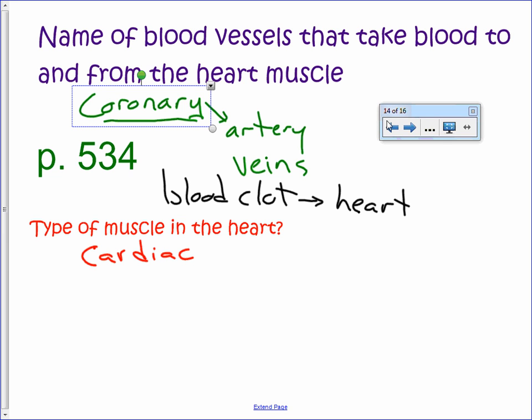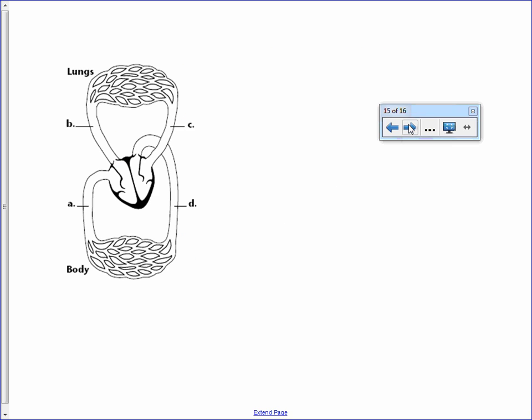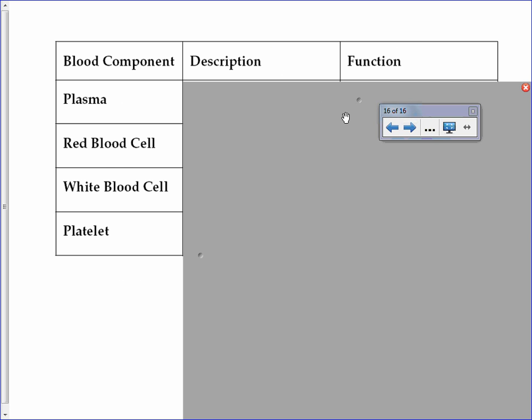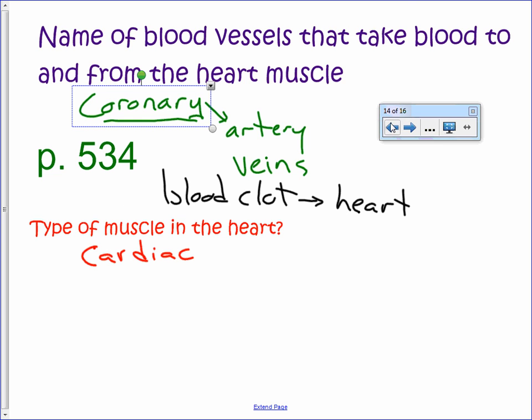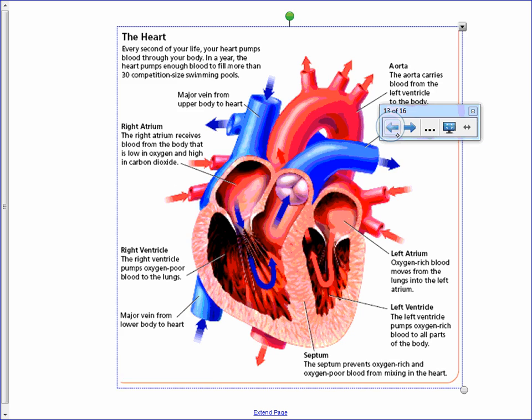So tomorrow we will do a quick flip lesson over the parts of the blood. There is also, I will post, an animated picture just of the blood flow through this picture.